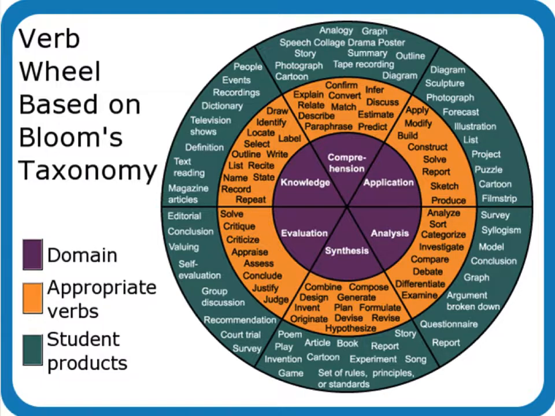This is a very handy chart because what it does is it gives you the domain in the middle. On the outside, it gives you verbs that you could use while you're lesson planning or thinking, what am I going to have these students do to show their knowledge, to demonstrate their knowledge? And then on the outside in that green is student products. What are they actually doing? Are they going to make an outline, a sculpture, a diagram? Are they going to make a book, an editorial?